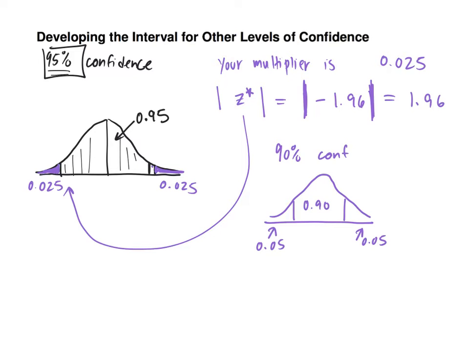I think I'm in the negative 1.6 row, and I'm looking for 0.05 exactly. The closest I get is 0.0505 and 0.0495. Do you guys see that? Yeah. So pretty much it's 1.64 or 1.65, or you could even say 1.645, kind of in between those two. So it's between negative 1.64 and negative 1.65, so negative 1.645, right? So the multiplier you use there is 1.645. You just take away the negative sign, that's all.